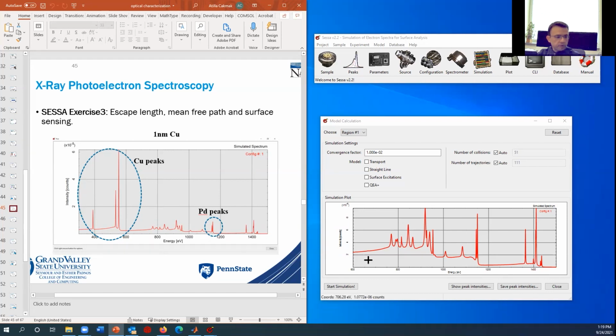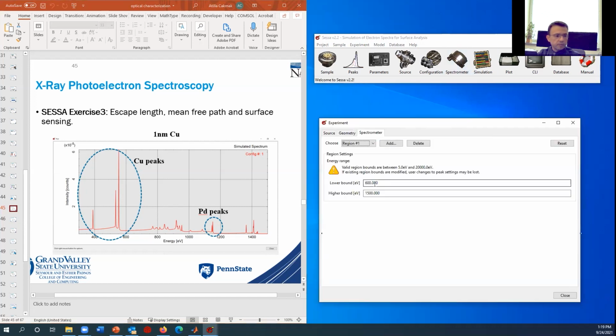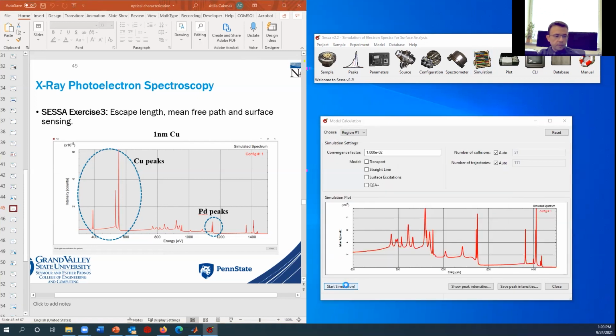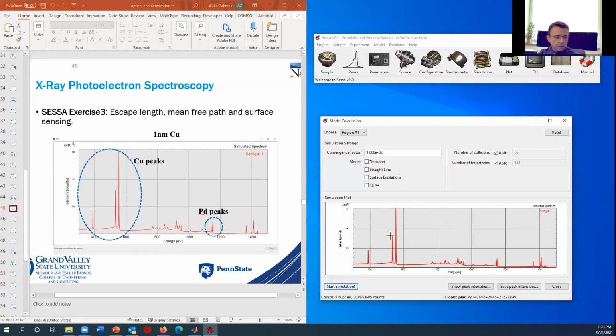Copper is around 400, so it's again going out of my range. I didn't set it right, so let's do it very quickly. Let's go to 300 and start the simulation again. Okay, so yes, these are now my copper peaks. The closest peak, you can see it.